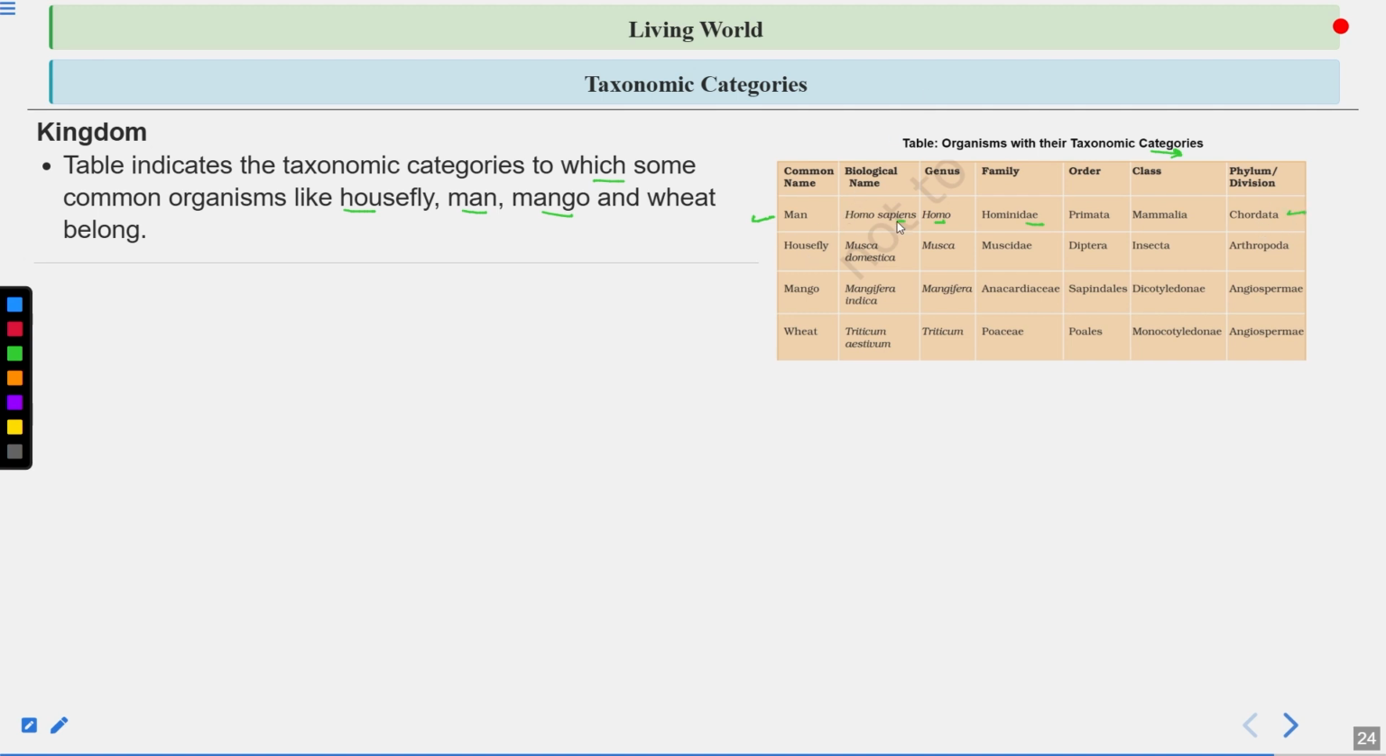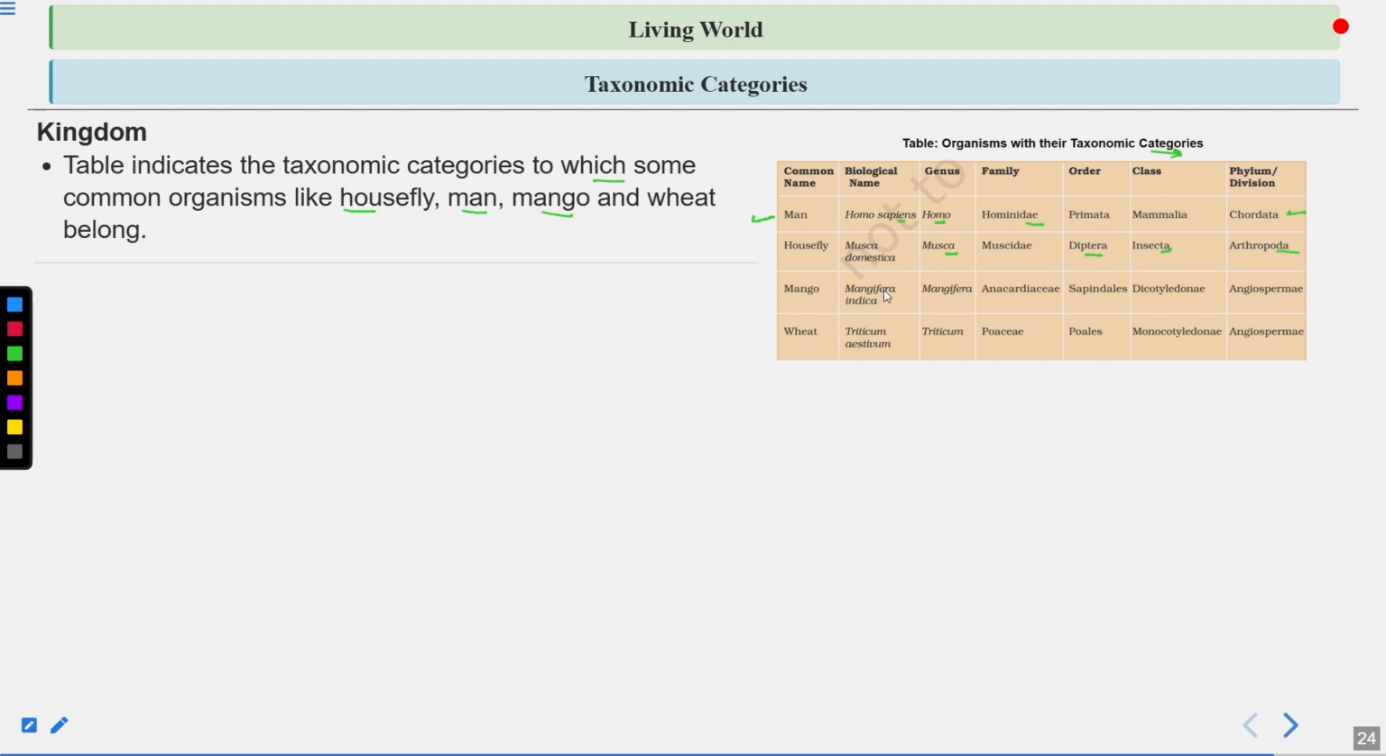Then housefly, scientific name Musca domestica. Genus is Musca. Domestica is the species. Family is Muscidae. Order is Diptera. Class is Insecta. And the phylum is Arthropoda.